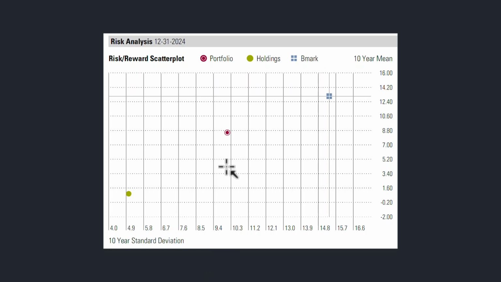Here is the risk to reward scatter plot for the 60-40 over the last decade. Now your standard deviation is moving up because of the extra equity exposure. We're about 10 standard deviation, but notice that our mean expected return for the last decade, 8.8%. We're taking on more volatility, but we did receive a higher return.